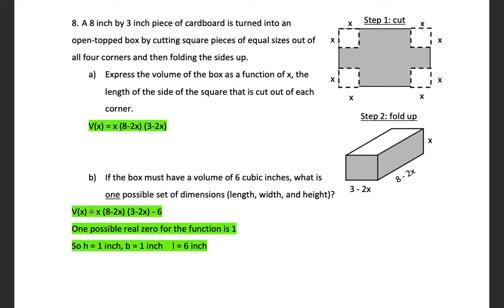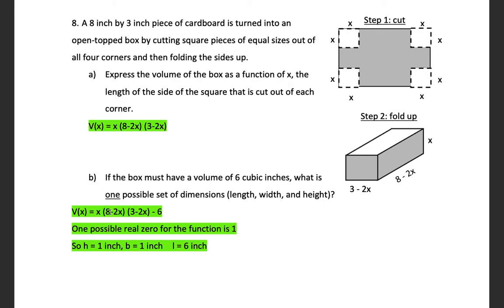And then if we put V of x equals to, see, this is given as 6 cubic inches, that means volume equals 6. We can write here equal to 6. So when you bring this 6 to this side, it will become minus 6. That's why it is minus 6. And one possible real zero for the function is 1. That means if you put 1 here, the whole function will become 0. 1 here, 1 here, and 1 here. If you put 1 in the whole function and do the calculation, it will become 0.